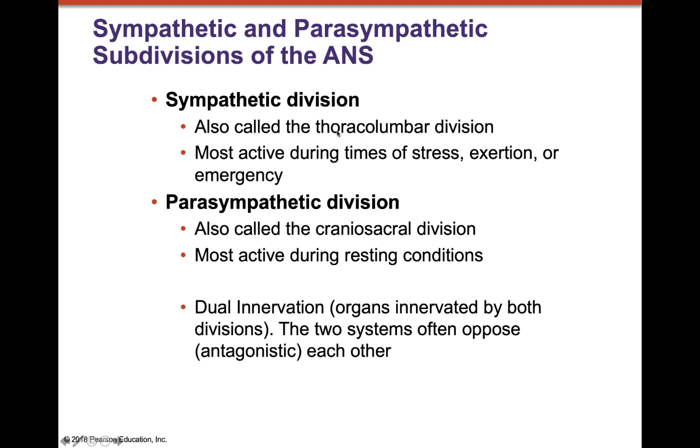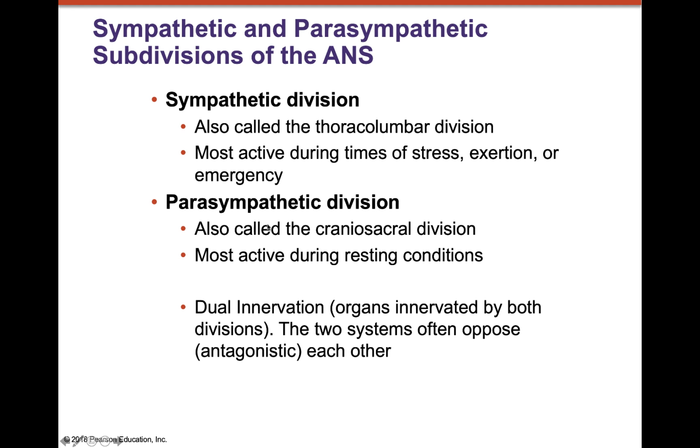Now we have two names here. We have the thoracolumbar division and we have the craniosacral division. You have seen these words before. Thoracic, lumbar is the lumbar area. Cranial is the cranium or the cranial area, and sacral is referring to the sacral area. The sympathetic division is also known as the thoracolumbar division, and the reason for that is that's where the nerves are coming off, in that area, and I'm going to show you a picture for that. The parasympathetic division is known as craniosacral because that's where the location is for the nerves.